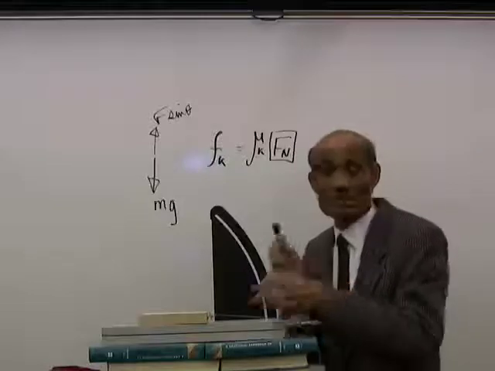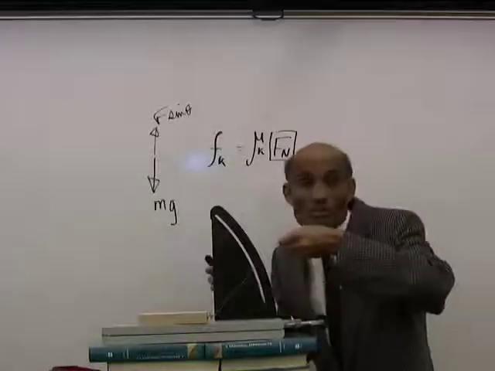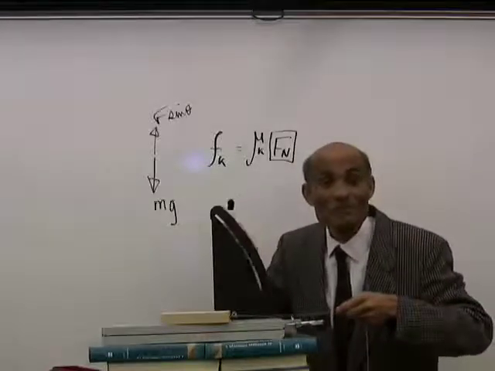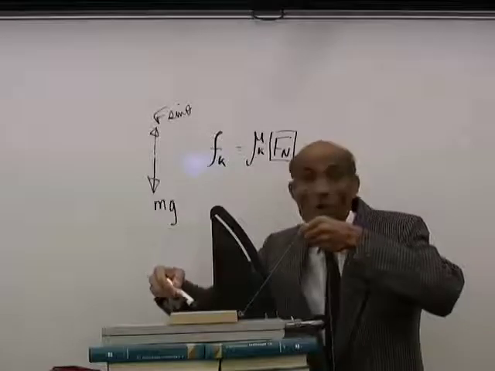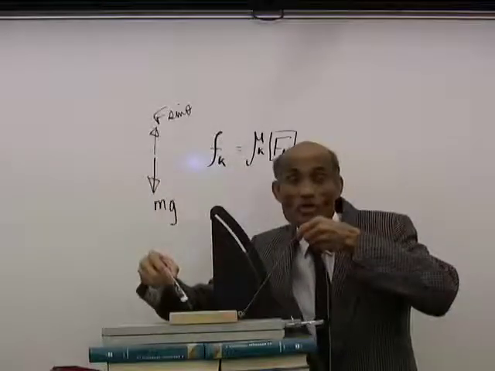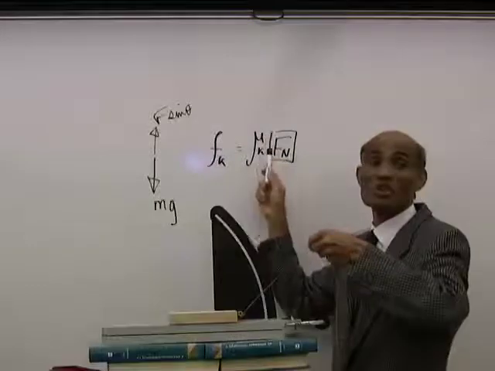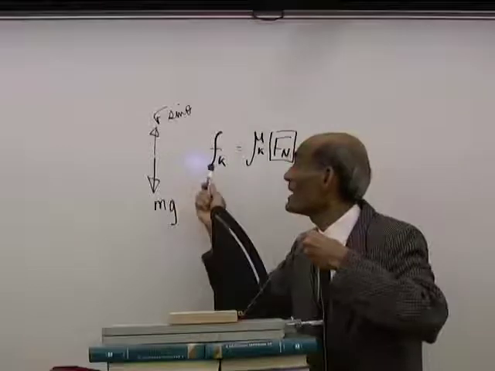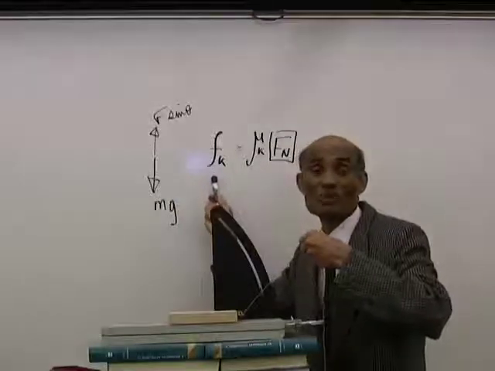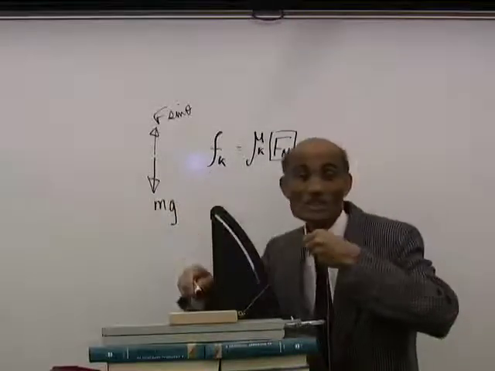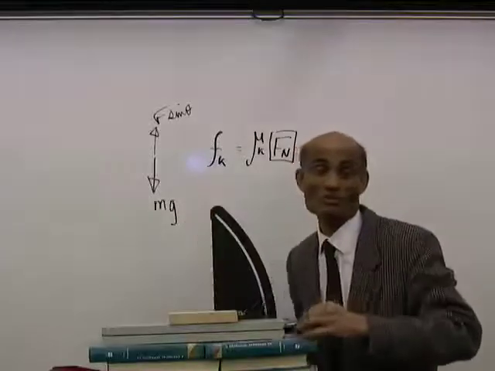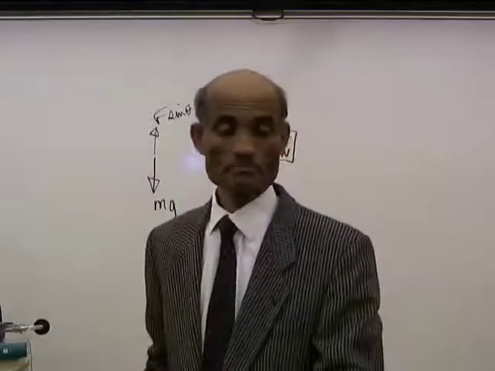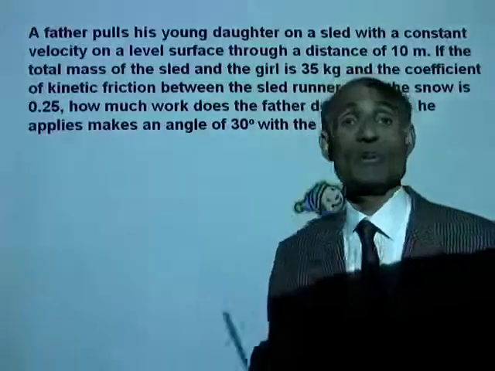So there is an advantage in pulling the child like this rather than pulling it horizontal. What is the advantage? By providing a normal component of this force, we are reducing this normal force that presses the two surfaces together, thereby reducing the frictional force. Alright? We will be using this concept to solve this problem. So you must understand that concept well.